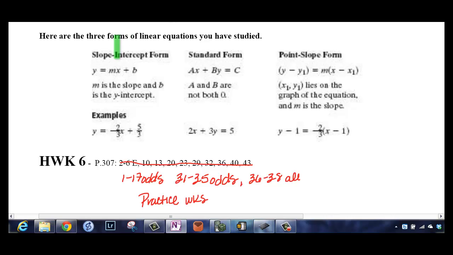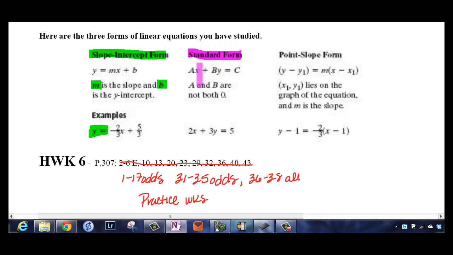Here is a review of all the 3 forms that we've talked about. Slope intercept form, again, that's the first one we talked about. Should be our favorite. Slope and y-intercept is really easy to find. If it is easy to find, it's easy to write. Again, solve for y. That's the key thing there.